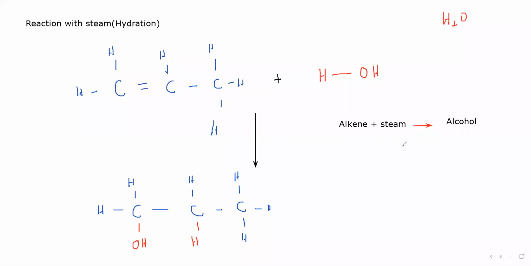And what are the conditions for the formation of this alcohol? Number one, we use phosphoric acid as a catalyst, and we use high temperature. Why do we use high temperature? Because we need steam, and you cannot have steam at room temperature. The temperature should be higher. Again, you have to learn the reaction conditions for this. So alkene plus steam results in the formation of alcohol.